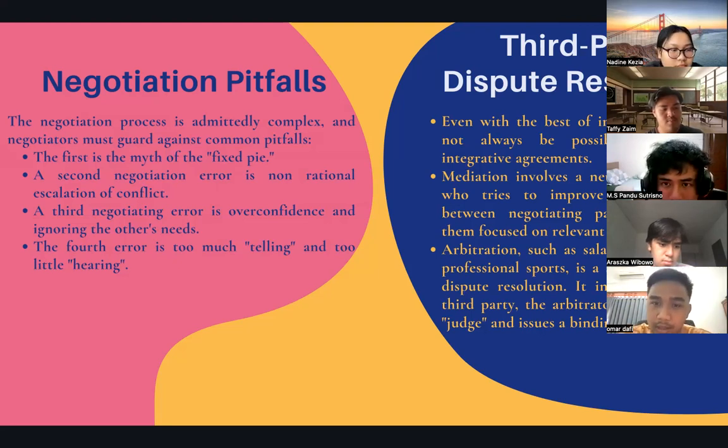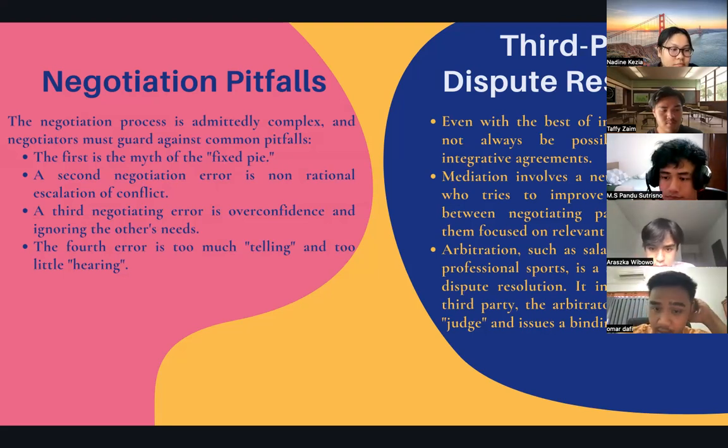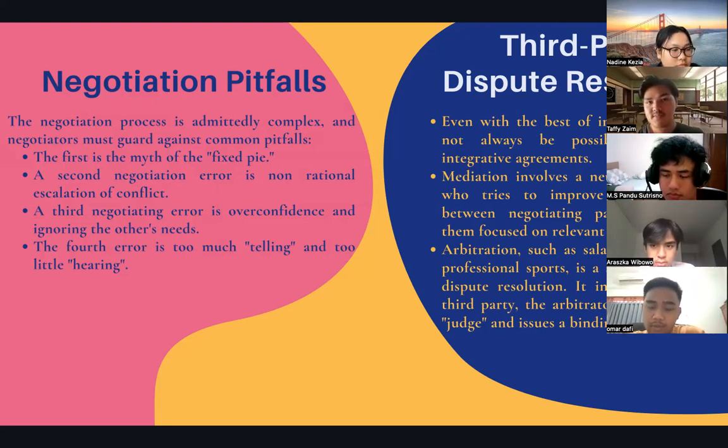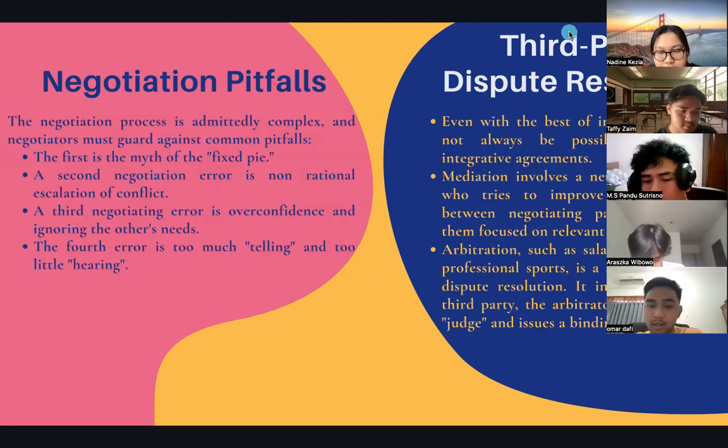The last one, third-party dispute resolution. Even with the best of intentions, it may not always be possible to achieve integrative agreements. Mediation involves a neutral third party who tries to improve communication between negotiating parties and keep them focused on relevant issues. Arbitration, such as salary arbitration in professional sports, is a stronger form of dispute resolution. It involves a neutral third party, the arbitrator, who acts as a judge and issues a binding decision.